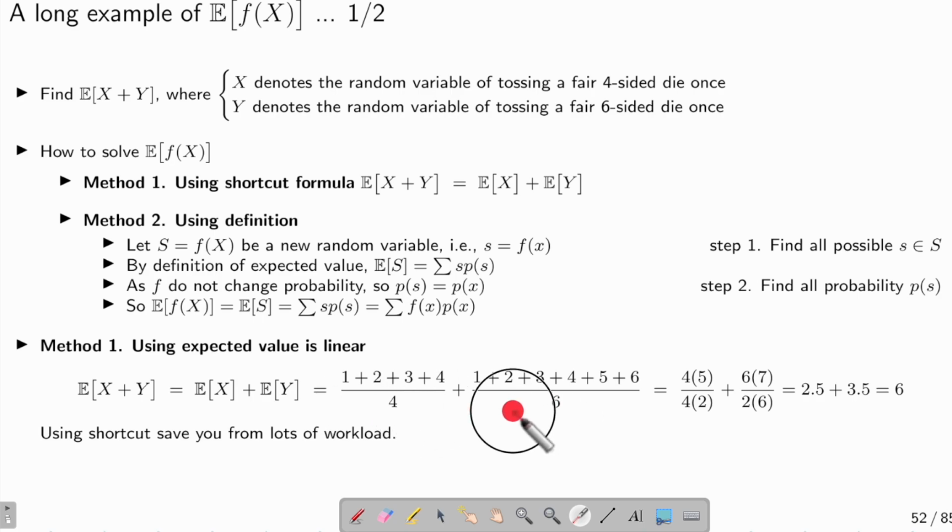So we have these two things. When you calculate the numbers, it gives you 6. That means on average, if you toss a 4-sided die and a 6-sided die together, you should get a 6. So this is method 1. We are using a formula. Let's look at method 2.